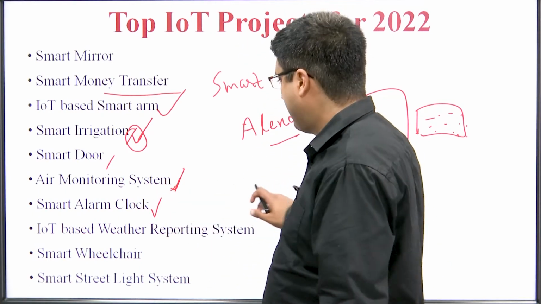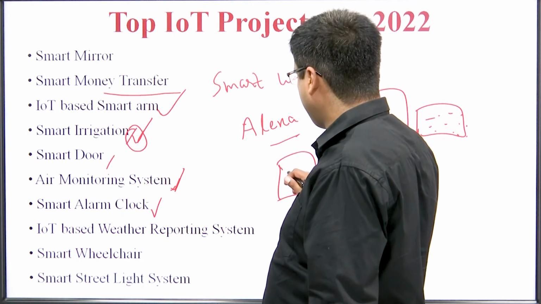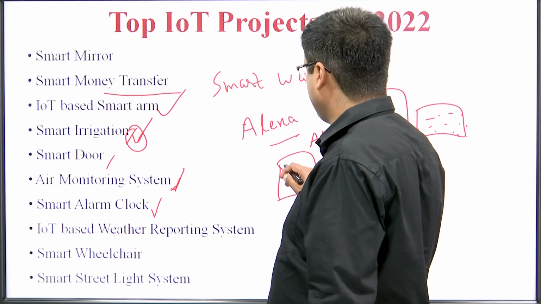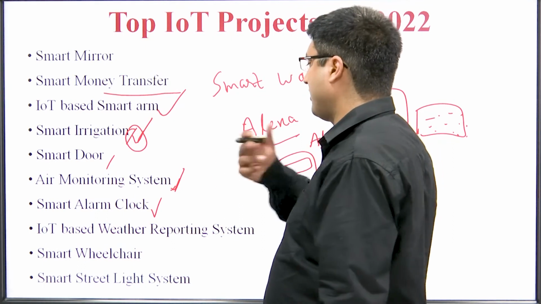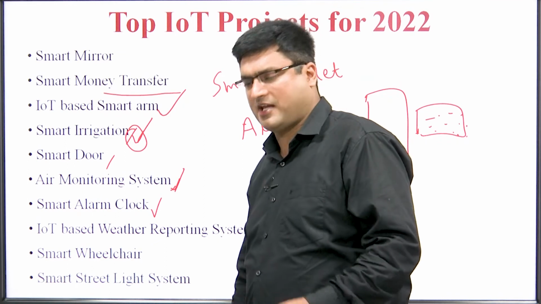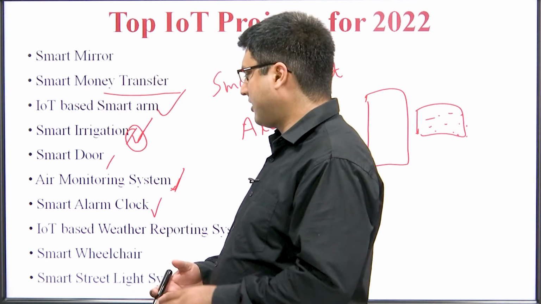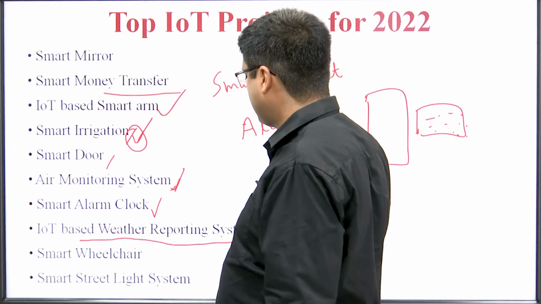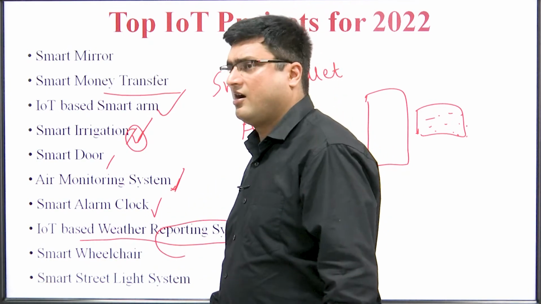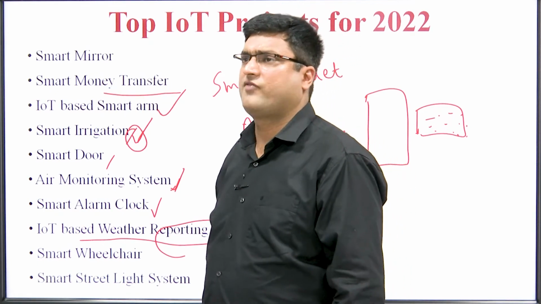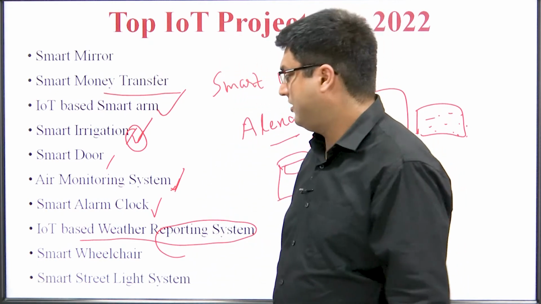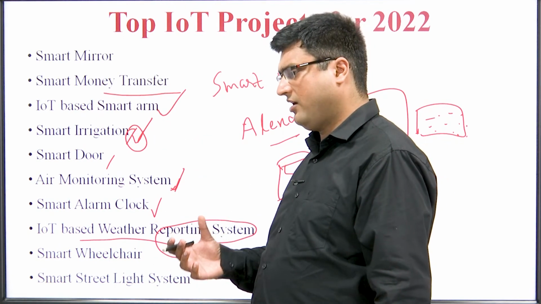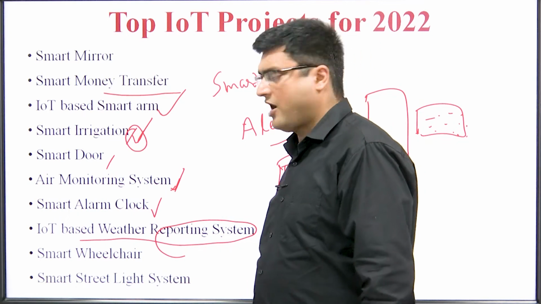Smart alarm clock. A smart alarm clock means that through Alexa you can set the alarm and set the calendar. A simple alarm clock is controlled manually through a keypad, but a smart alarm clock is controlled through Alexa or voice recognition. Next, the IoT based weather reporting system. Weather reporting means GPS enabled weather forecasting done through IoT devices, so all the data of the environment can be employed in the IoT system.